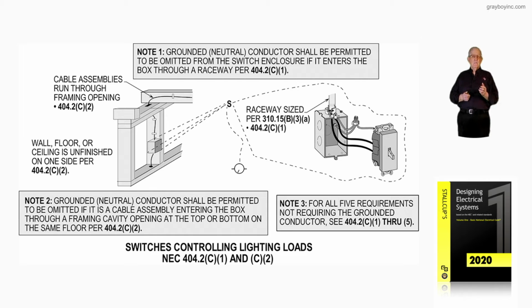Now, to the left it says wall, floor, or ceiling is unfinished on one side. Now you've got access, so you don't need to pull that grounded neutral in there. Cable assemblies are run through framing members, and if you can't get to them later, then that would be illegal. But you're open at the back, so you can do that. And the grounded neutral conductor is being addressed here.